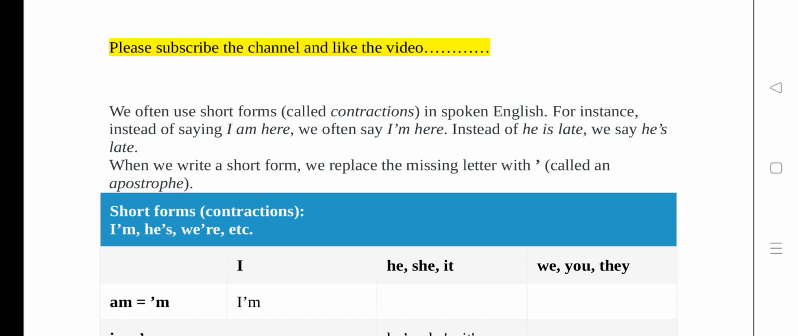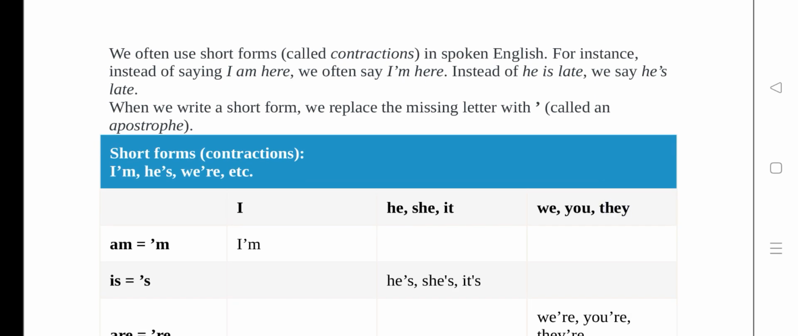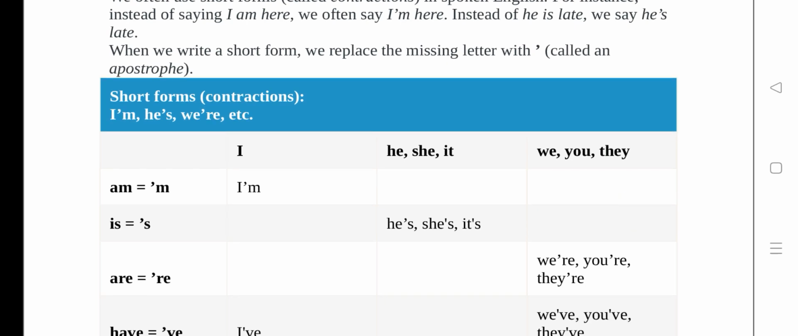So we often use these contractions in spoken English. It is not for formal English. In letters etc. we cannot use it, or we don't use it, because it is used in informal language. So we replace the missing word with an apostrophe. So here are some contractions.